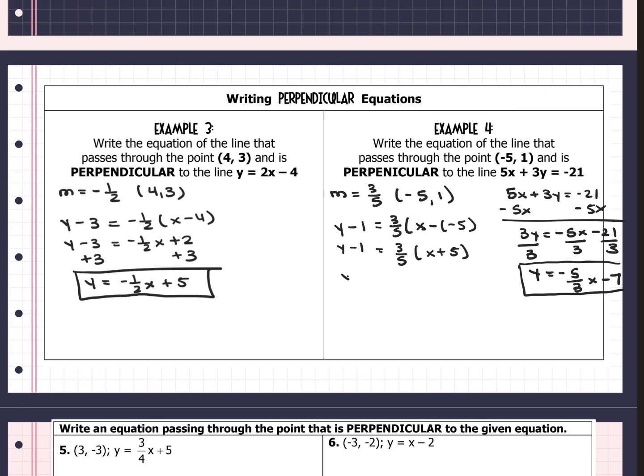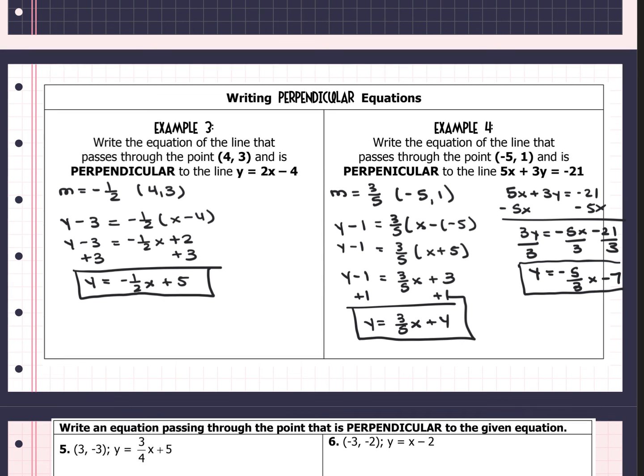Now we're going to distribute our 3/5. So we have 3/5 x + 3. Then we're going to add 1 to both sides. So we get the equation y = 3/5 x + 4.